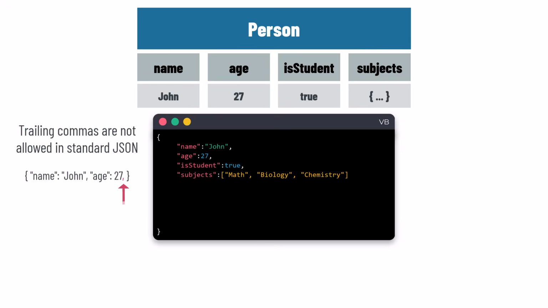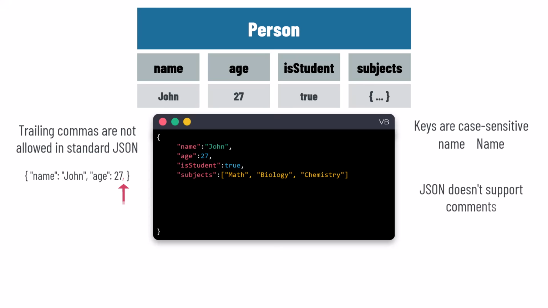The second thing you have to note is that keys are case sensitive. So, "name" and "Name" would be treated as two different keys. One last thing I want to mention is that JSON doesn't support comments. So, you cannot add comments in a standard JSON.